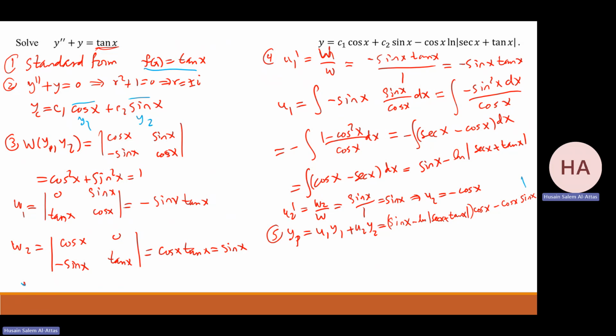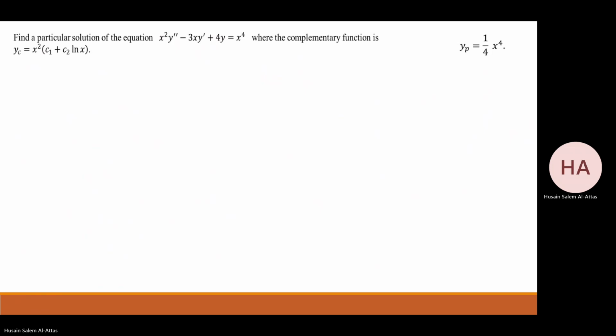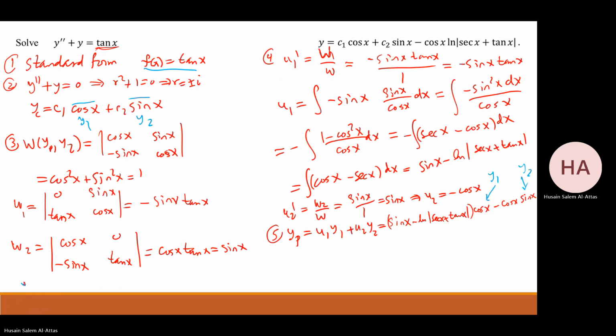Be careful, this is Y2, this is Y1. This is Y2, this is Y1. Okay. Now be careful with the calculation. I have sine times cosine minus cosine times sine. So I have YP, which is what? Minus cosine times ln secant plus tan.